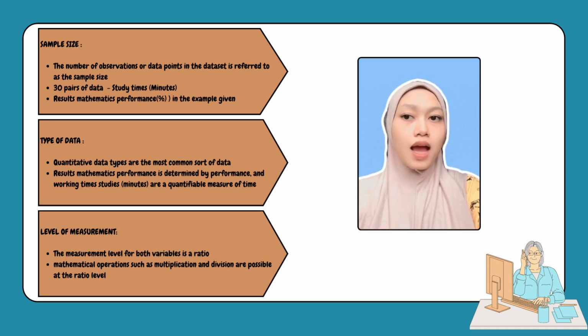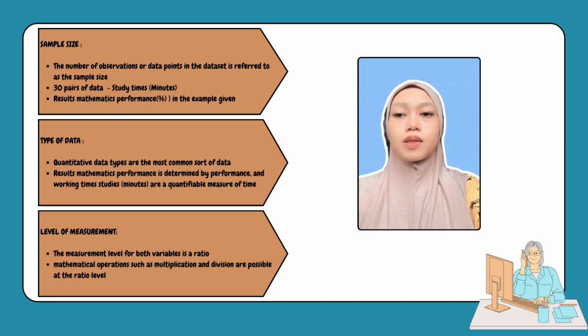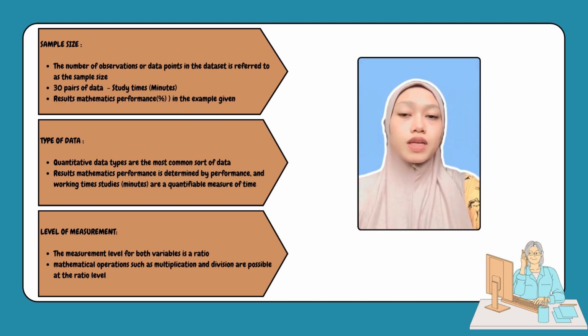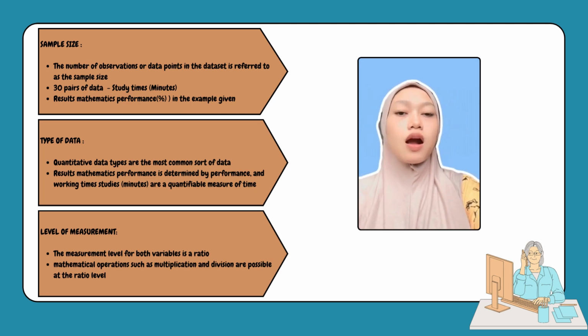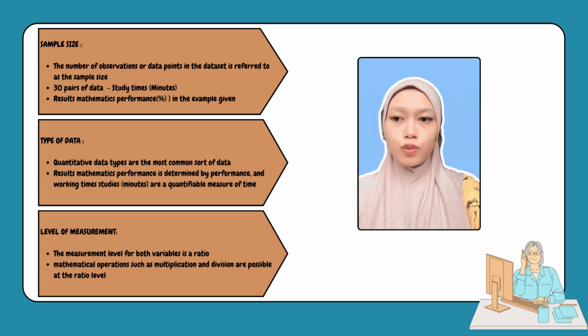Type of data: quantitative data types are the most common sort of data. Result of mathematics performance is determined by performance, and study time in minutes is a countable measure of time. Level of measurement: the measurement level for both variables is ratio. Mathematical operations such as multiplication and division are possible at this level.